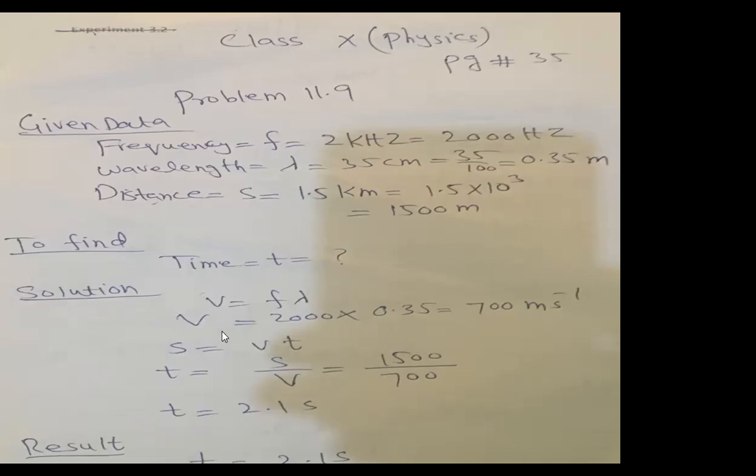Then I use the formula S is equal to Vt, or separating T, T is equal to S over V. S is 1500, and velocity is 700. If you divide 1500 by 700, you will get 2.1 second. So the required result is that the time is 2.1 second.